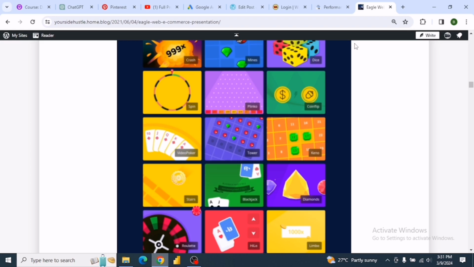With this, when you register, you'll have access to this service. And with gaming, you stake any amount from 10 shillings to 1000. So if you love gambling, you can try this, and this is another way you can make money with Eagle Web.